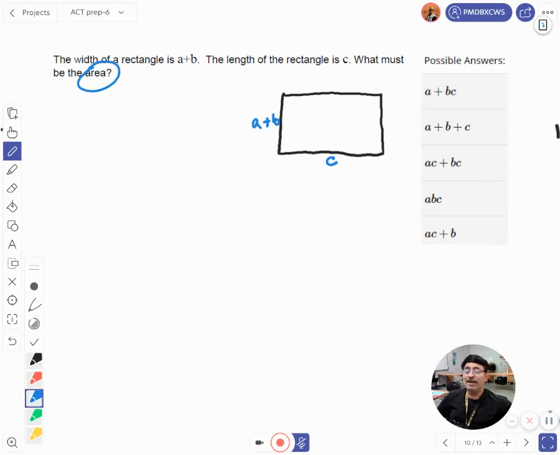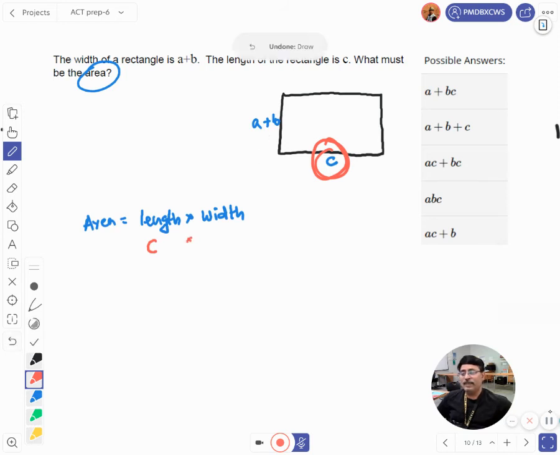Don't be scared by looking at the options. Area of a rectangle, in the beginning of the lesson, I mentioned that it is length times width. Now, just plug in these values. My bad, I think I switched these two. My apologies. Length is C, and width is a plus b.